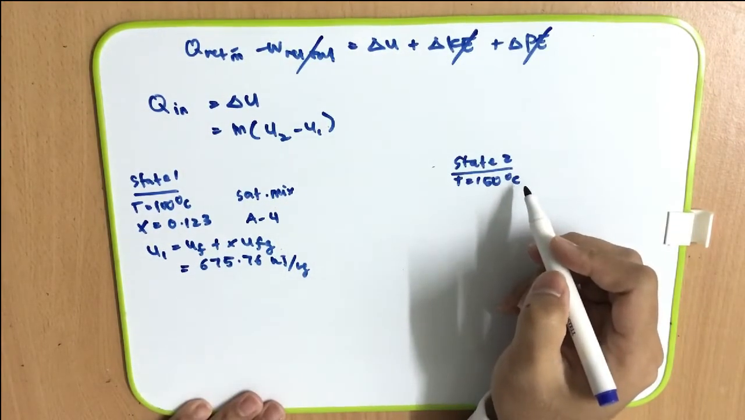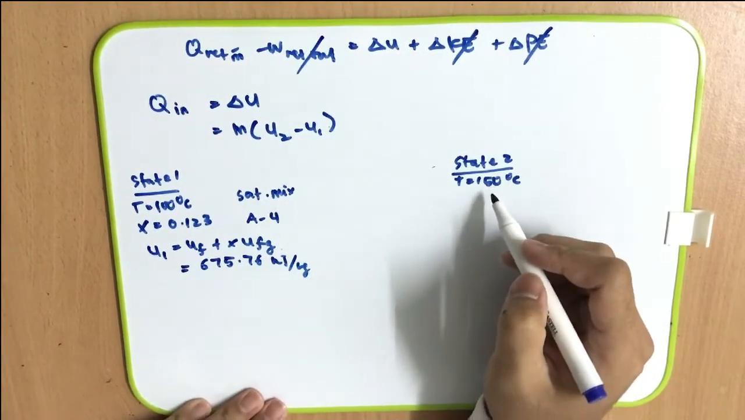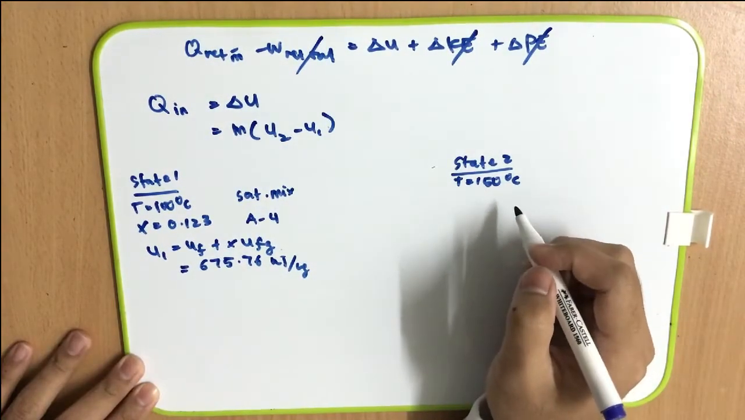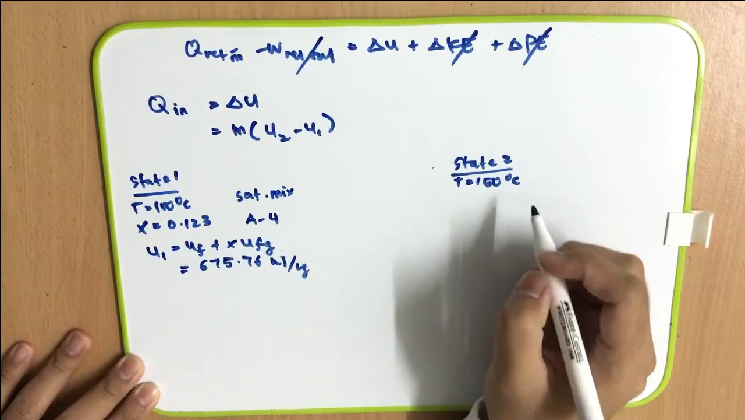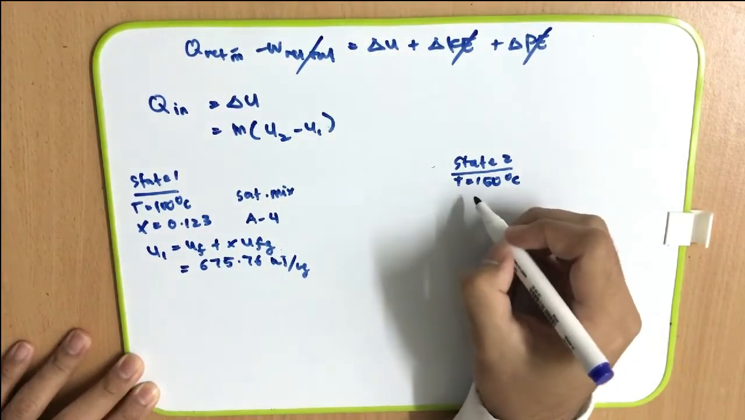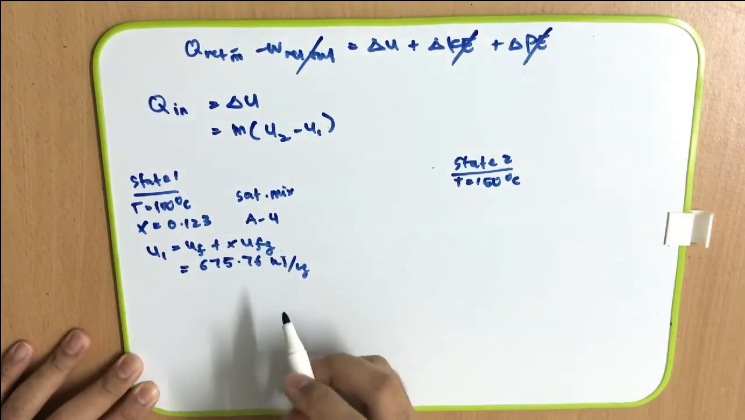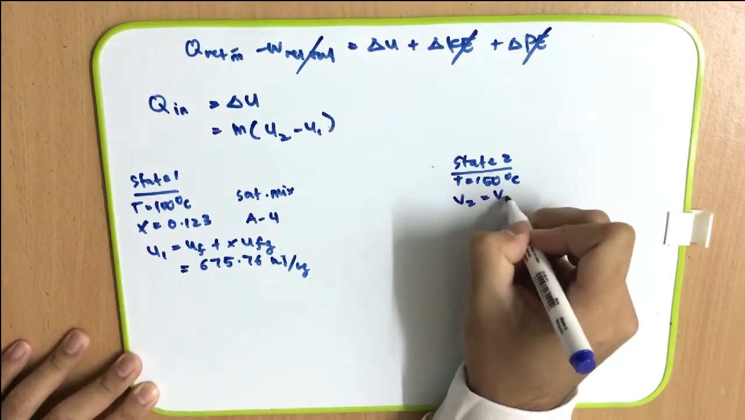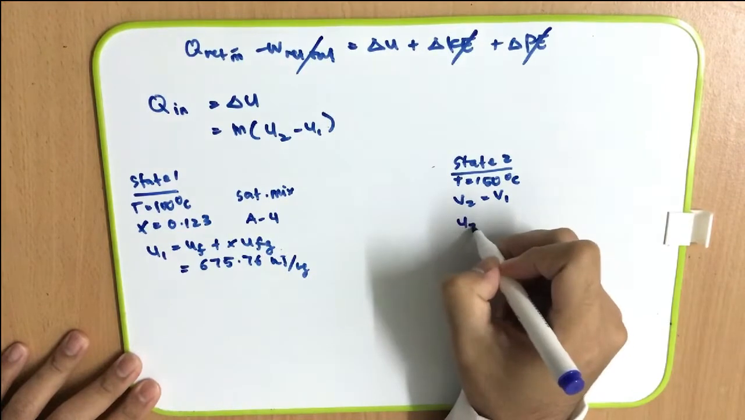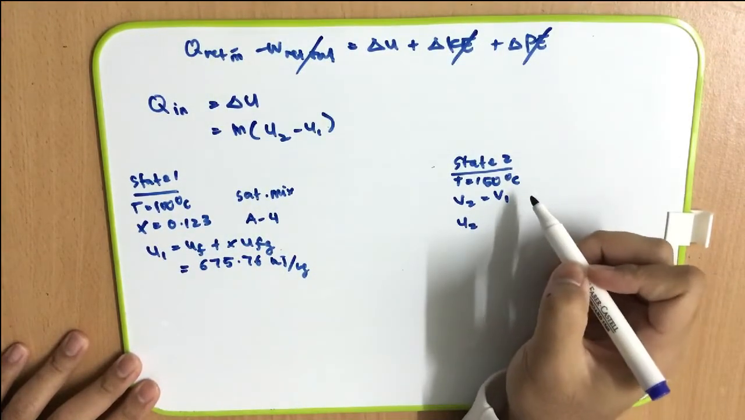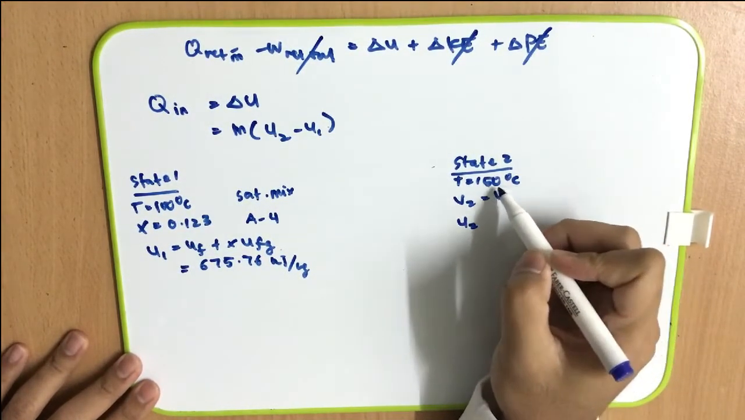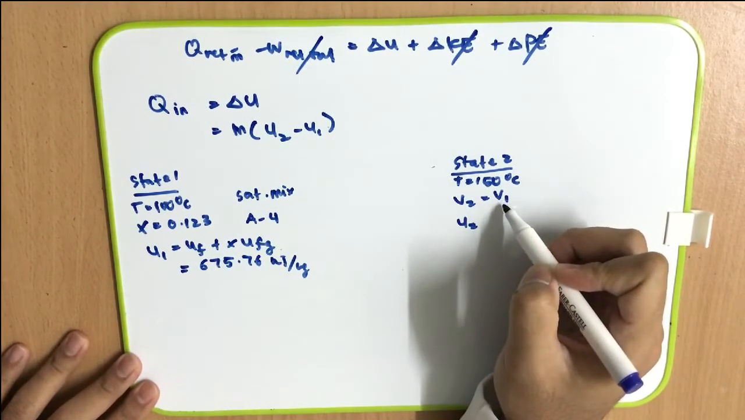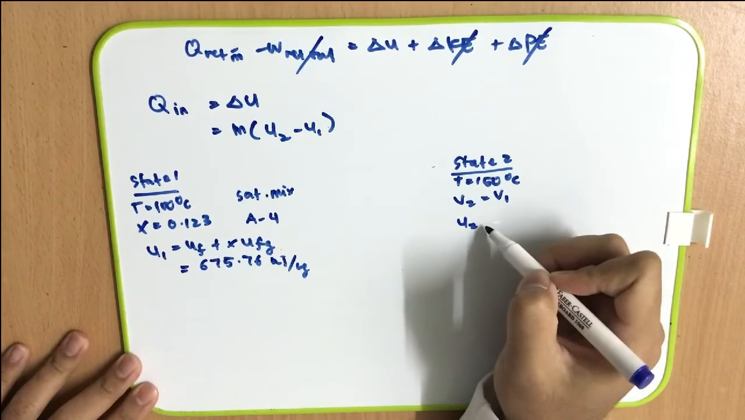For state 2, the only info that is given is temperature, which is 150 degrees C. Because the device used is only a vessel or rigid tank, it means that the volume at state 1 is equal to volume at state 2. So V2 is equal to V1. We want to find U2. We should have at least 2 pieces of info, but here we have only 1, which is T. But for V, we need to find V1 first before we can use it to find U2.